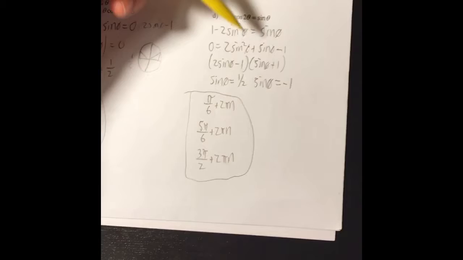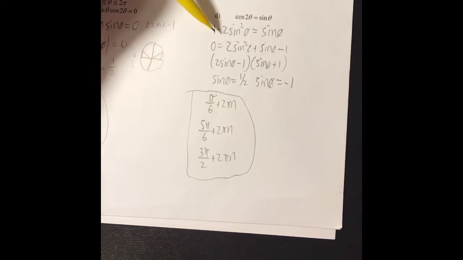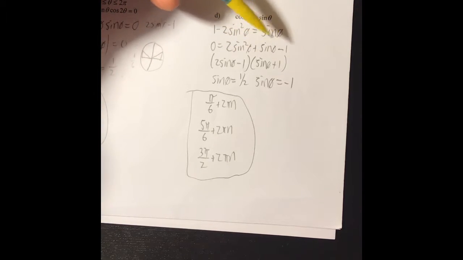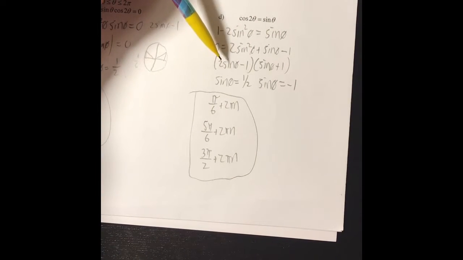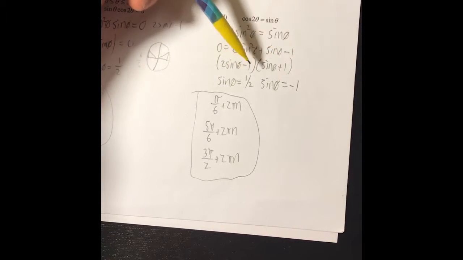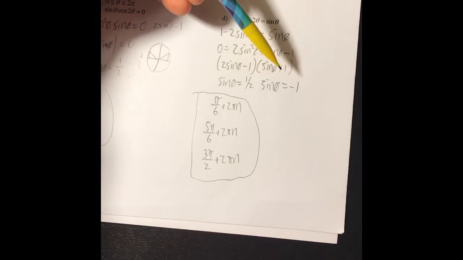Okay, so what you should have first done is rewritten cosine 2θ as 1 minus 2 sine squared equals sine. And then, once you get that, you should have put 1 minus 2 sine squared on the other side of the equation and gotten 0 equals 2 sine squared plus sine minus 1. And then once you did that, you should have factored them to get 2 sine minus 1 and sine plus 1. And that'll get you sine equals 1/2 and sine equals negative 1/2.